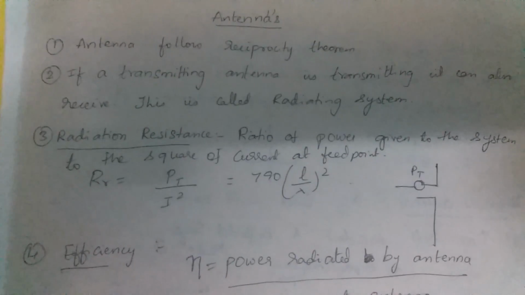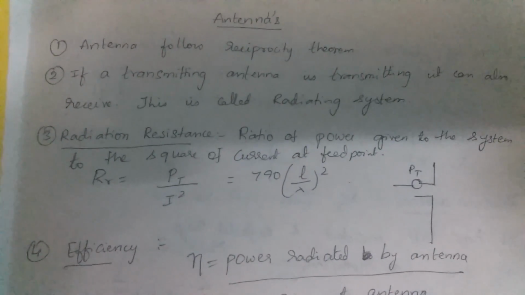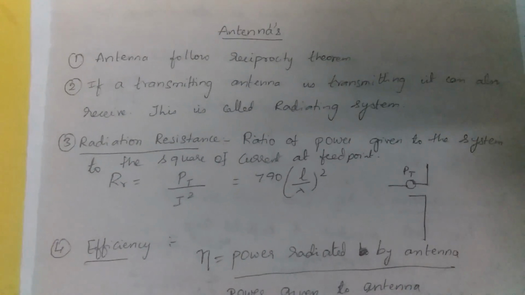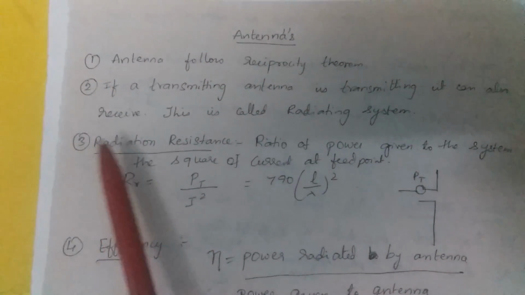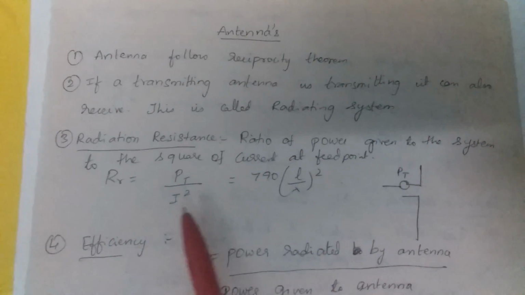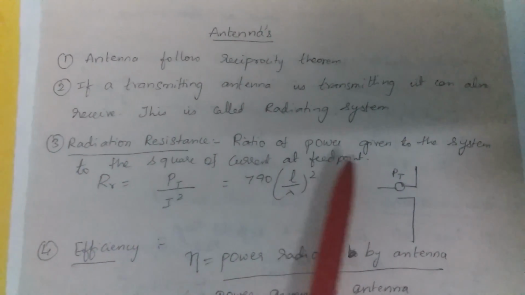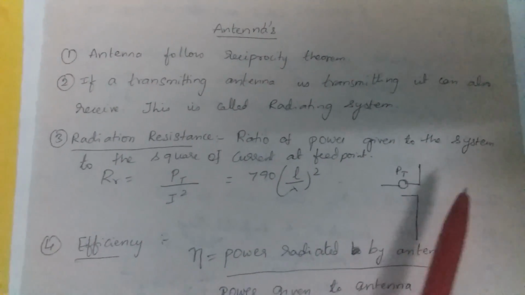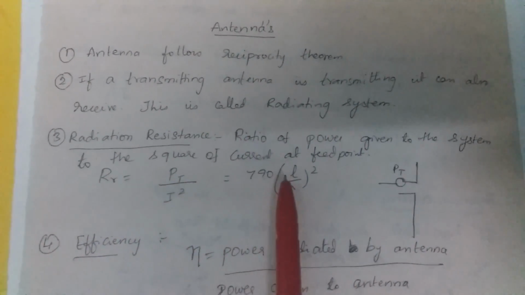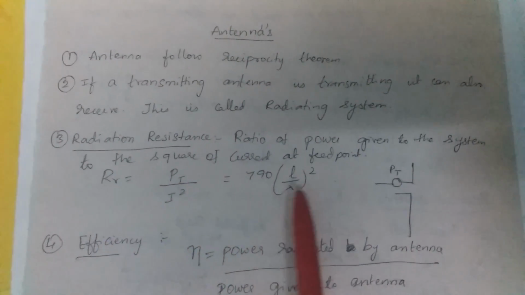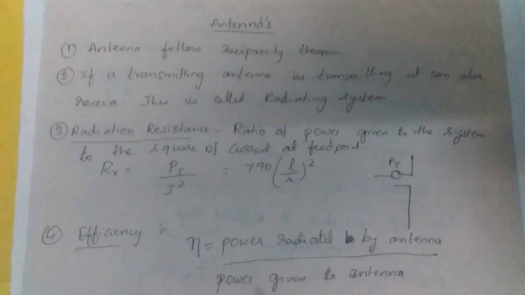antennas. So, we see that antennas normally follow the reciprocity theorem. That is, if a transmitting antenna is transmitting, it can also receive. This is called a radiating system. So, what is radiation resistance? The ratio of power given to the system to the square of current at the feed point. So, RR is equal to PT by I square, or 790 (L by lambda) whole square.